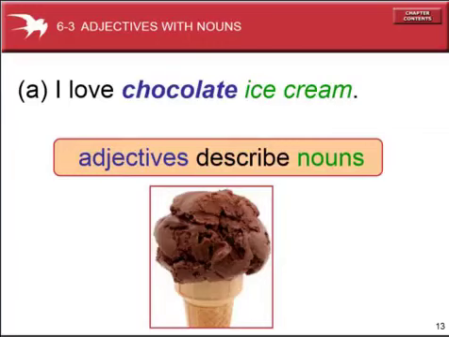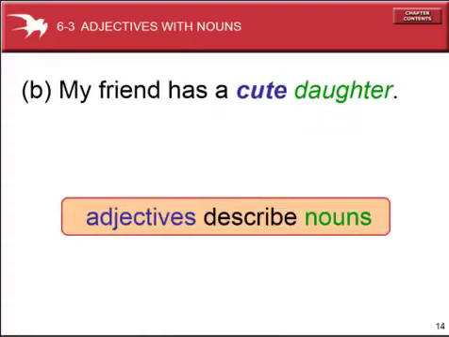So what is an adjective? An adjective is a qualifying word. So look, chocolate is an adjective. It describes the noun, ice cream. So you'll see here, adjective plus noun. My friend has a cute daughter. Cute is an adjective. Daughter is a noun.